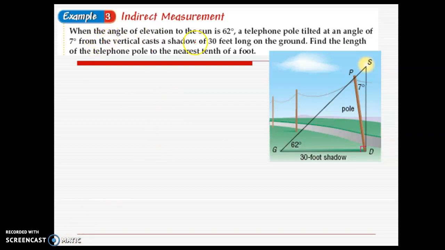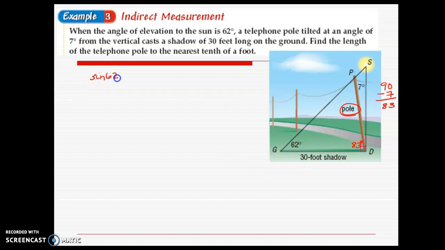Okay, when an angle of elevation to the sun is 62 degrees, so there's a picture, a telephone pole tilted at an angle of 7 degrees from vertical casts a shadow 30 feet long on the ground. Find the length of the telephone pole to the nearest tenth of a foot. Well, if this is 7 degrees from vertical, 90 minus 7 equals 83. So this angle right here is 83 degrees. You are looking for the length of the pole. So, two angles and a non-included side means this would be a law of sines function.